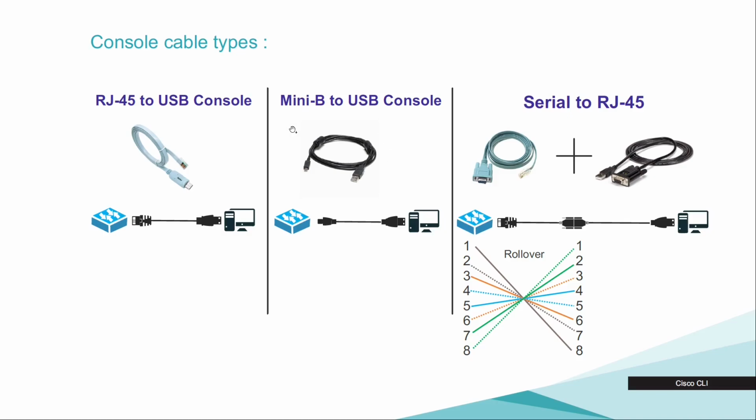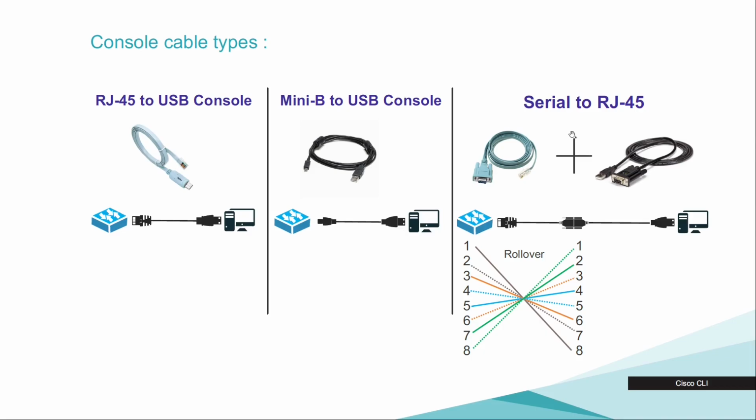For the console cable, we have more than one type. We have the RJ45 to USB console cable. In case we are using that type of cable, we will connect the RJ45 side to our switch and the USB to our desktop or laptop. We also have the mini B to USB console cable. In case of using that cable, we will connect the mini B side to our switch and the regular USB, which is USB type A, to our desktop or laptop.